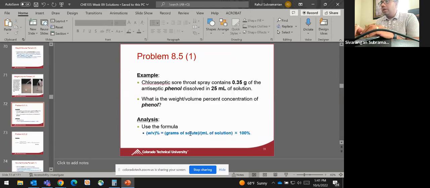So the formula is weight over volume. Always make sure the grams of solute is in the numerator. The milliliters of solution is in the denominator, multiplied by 100%. Okay, so let's look at another example.